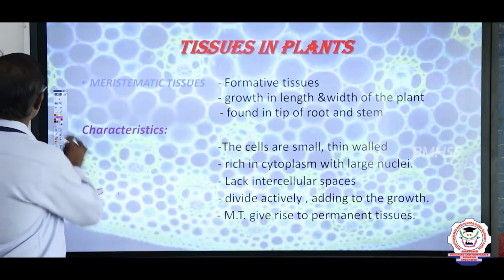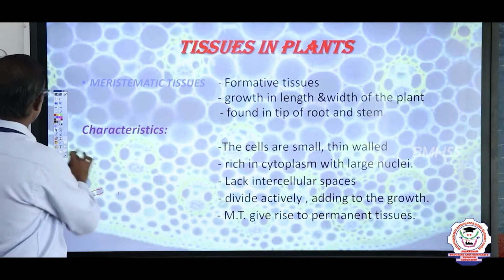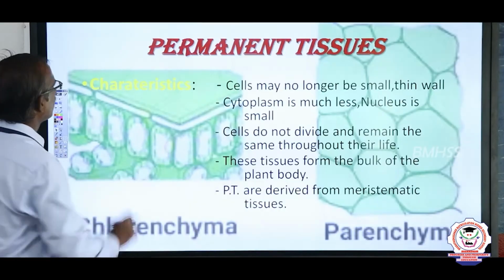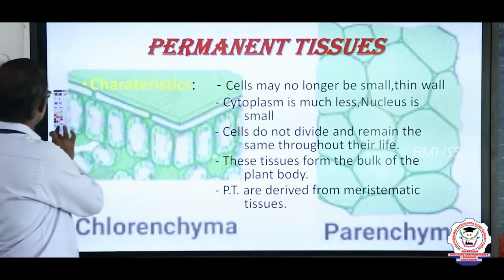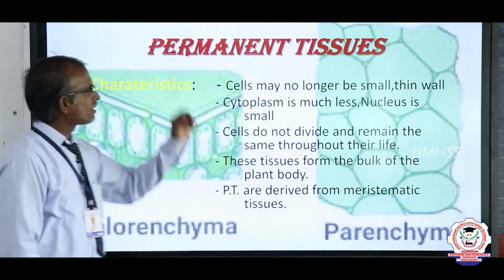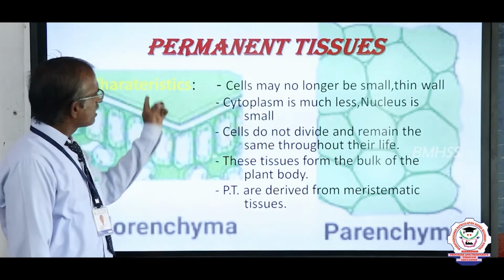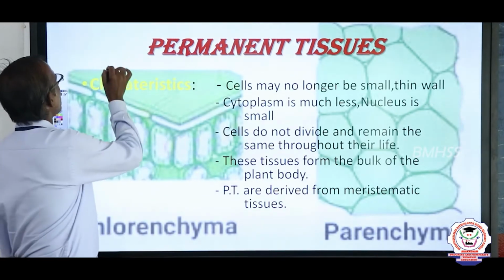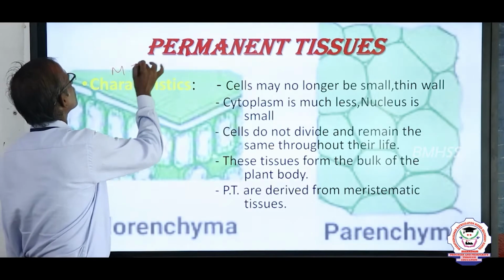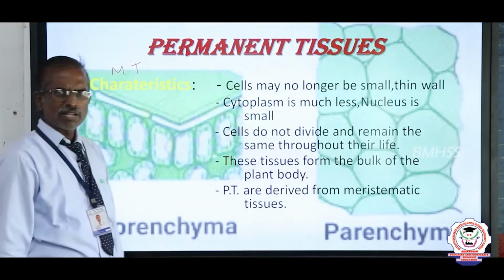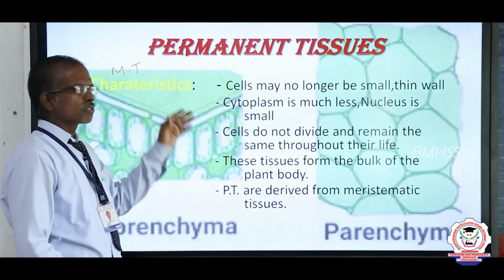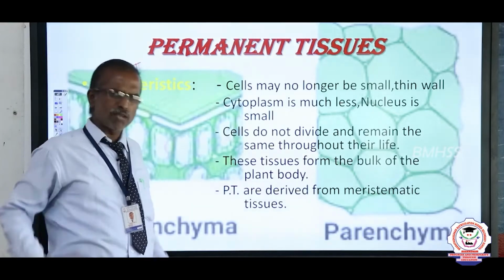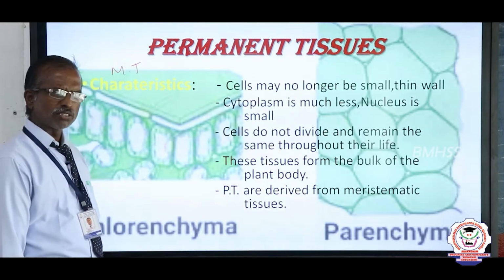The next is permanent tissue. What is meant by permanent tissue? This tissue is derived from meristematic tissue. These tissues form the main bulk of the plant body.